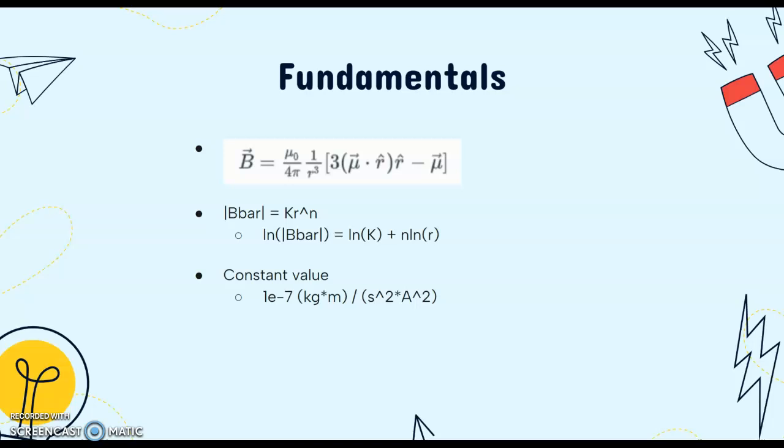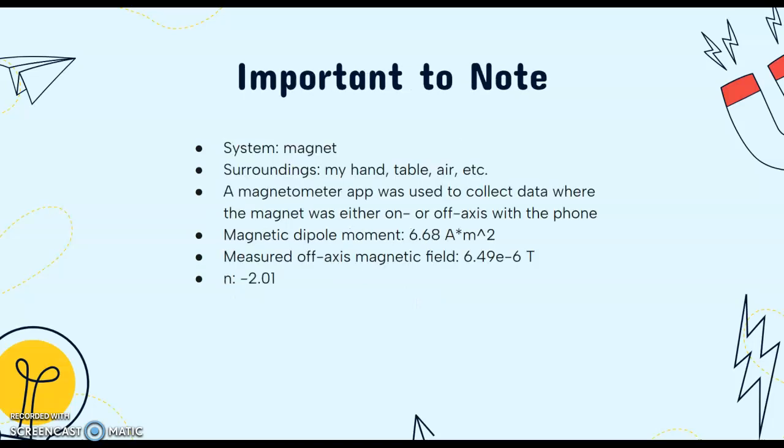We will then utilize the derived equation below it during the experimental portion of our lab to be able to determine the significance of values we found from graphing our experimental data. Finally, it is important to note that the value of mu naught over 4 pi r cubed is 1 times 10 to the negative 7 with its appropriate units.